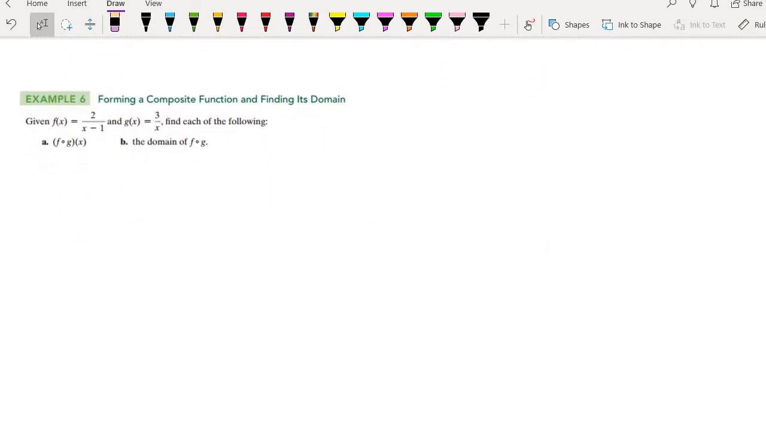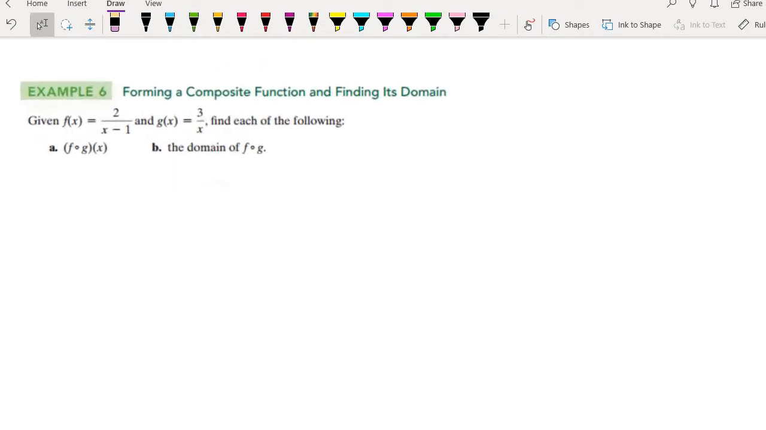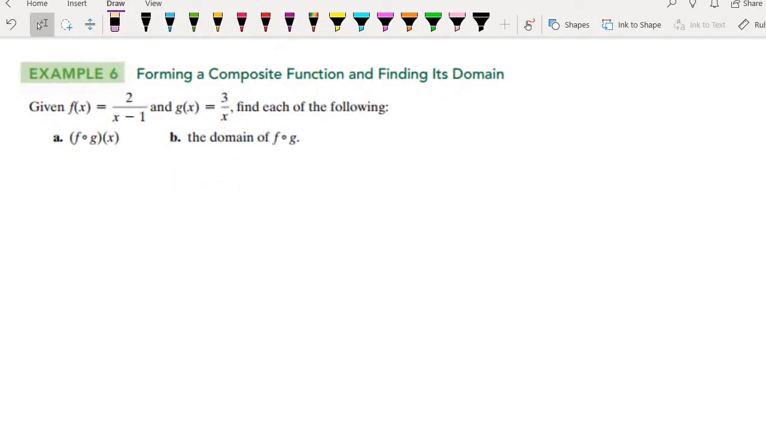Example 6, we are given f of x equal to 2 over x minus 1 and g of x equal to 3 over x. We need to find each of the following: f of g of x.